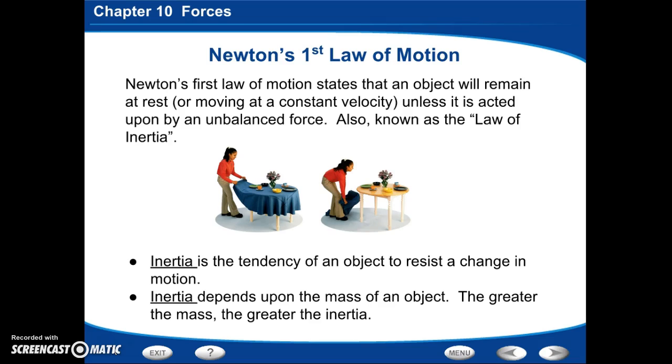So the picture up here above, she was able to yank that tablecloth very quickly because those plates and the things on top of the tablecloth wanted to stay doing what they're doing. And as long as she yanked it quick enough, they would remain there. Now, if she tried to do the same thing and there was a big giant boulder sitting on top of the tablecloth, it wouldn't move out from underneath the boulder because the boulder has too much inertia.